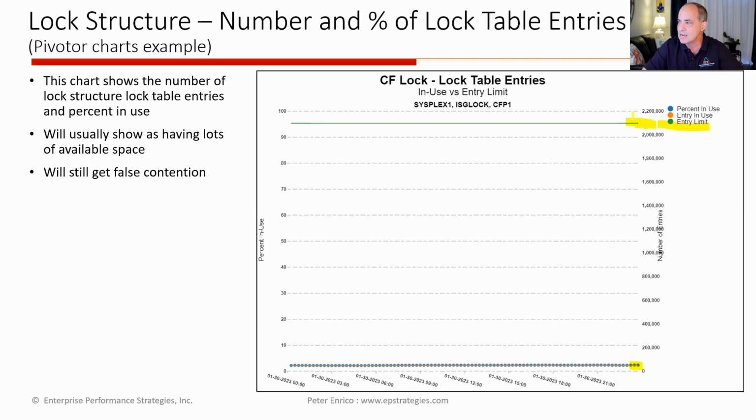And you can see here that even though we have millions of entries defined, we have a very small number that are actually in use. In fact, if we look at the percentage in use, you can see the percentage is quite a small number. So even though the vast majority of the entries are free, we still get false contention. And even then we're above our 0.5%. So these are the numbers you need to be aware of, that I could tell you that this coupling facility structure needs to be increased in size.